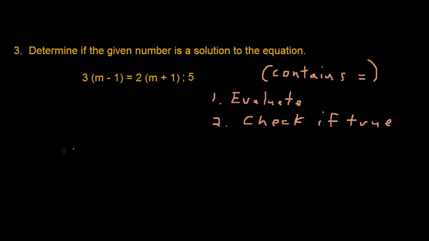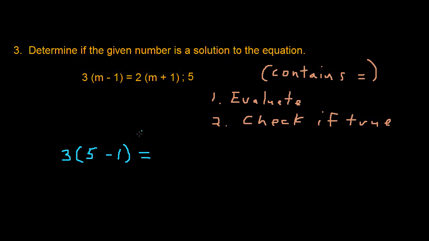And what's the first step in evaluating? The first step in evaluating is to substitute in place of the variable. What is our variable in this case? It's m, and what are we replacing it with? The number 5. So we write 3 times 5 minus 1. Now, we don't know if this is a true statement yet, so we put equals, and then we write 2, and we replace the other variable m with 5. And as you notice, we put the 5 in both places in place of m.